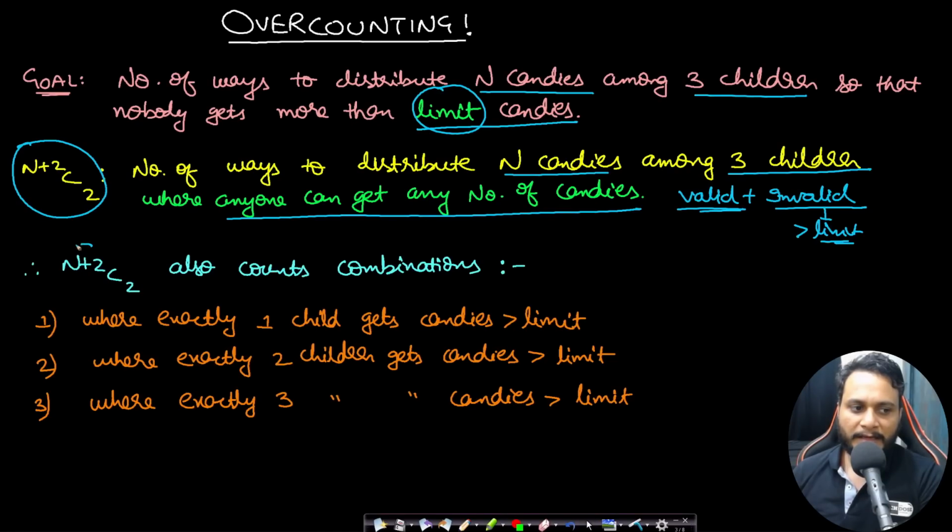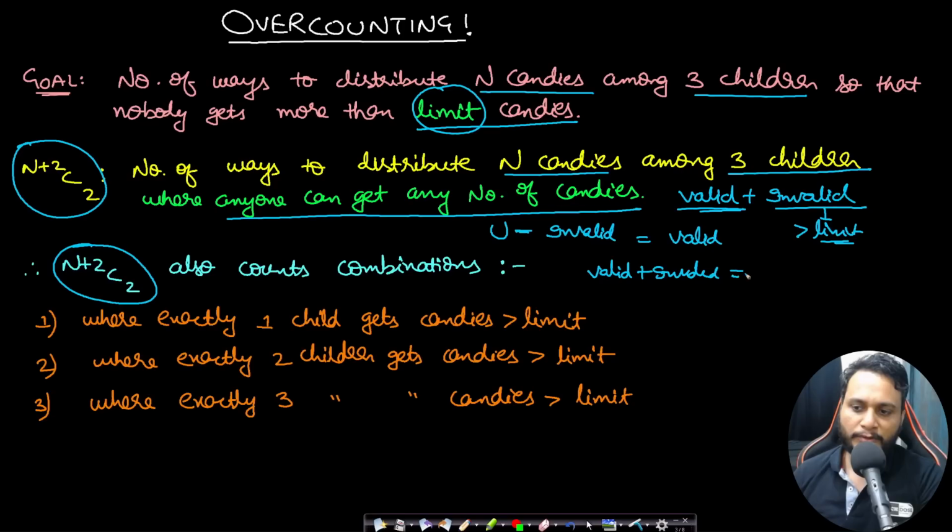So if I take all possible combinations, all possible distribution combinations, and say that it is the universal set U, from there if I subtract all the invalid combinations, then it will be giving me the valid combinations, because you know what, the valid combinations plus invalid combinations form the universal set U. That means all possible combinations. So if you just rearrange it, then all the valid combinations will be the universal count, that means the total count minus the invalid combinations, right? That is what we will try to do here.